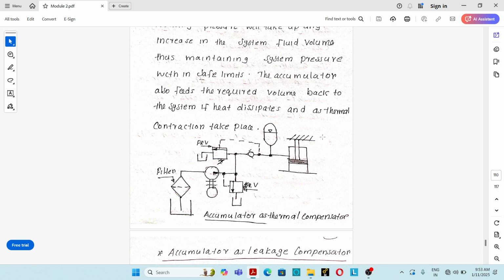What will happen if the hydraulic oil expands but the pipe does not expand? There is a chance that the pipelines will burst. So in order to avoid that problem, during thermal expansion the accumulator will absorb the hydraulic oil energy and store it so that it can be utilized later. So that's the meaning of accumulator acting as a thermal expansion compensator.